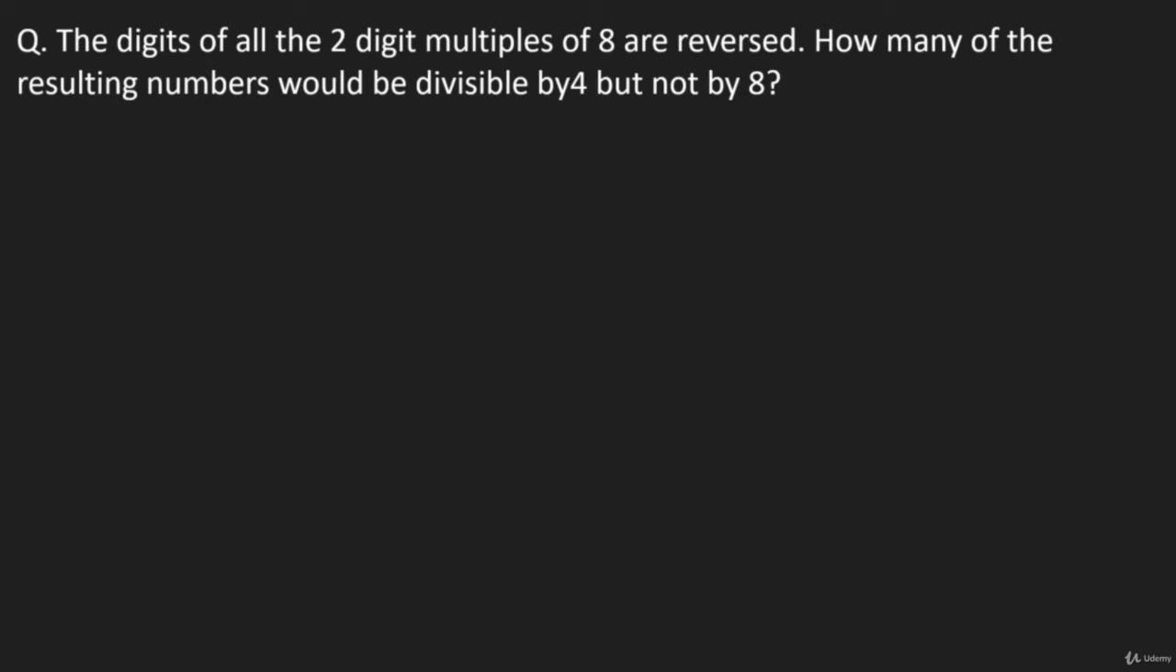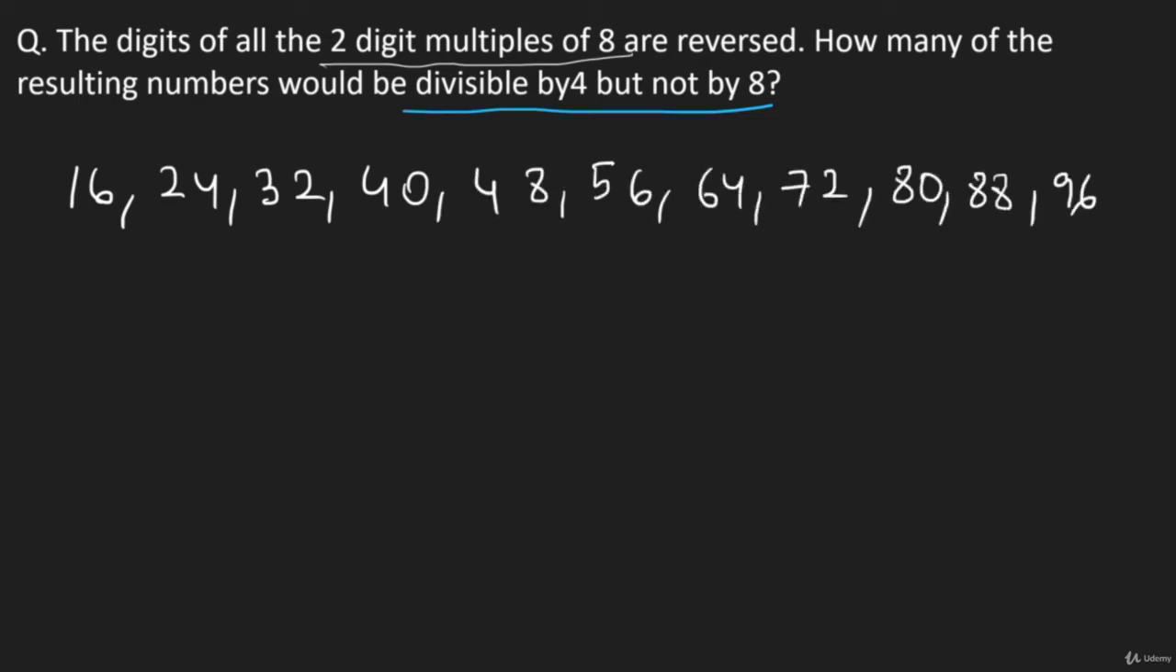Alright, I hope you have given it a try. Let's do it together. The question mentions that the number so obtained should be divisible by 4 but not by 8. Alright, let's start with writing all the 2-digit multiples of 8. 8 into 1 is 8. It's not 2 digits, so we don't write that. The other ones are 8 into 2 is 16. 8 into 3 is 24. So let's write all the 2-digit multiples of 8.